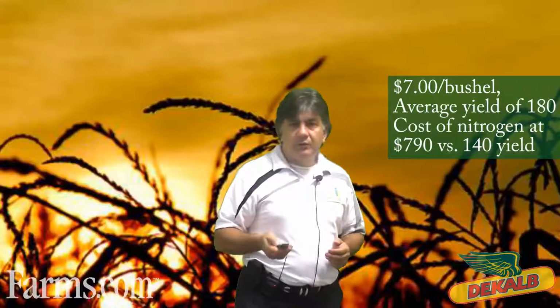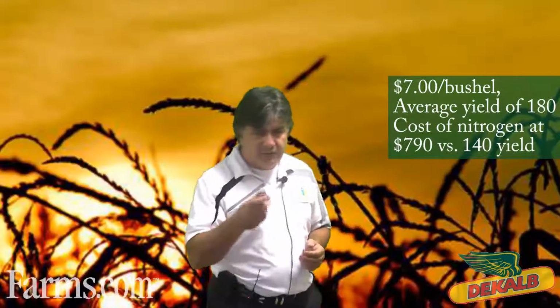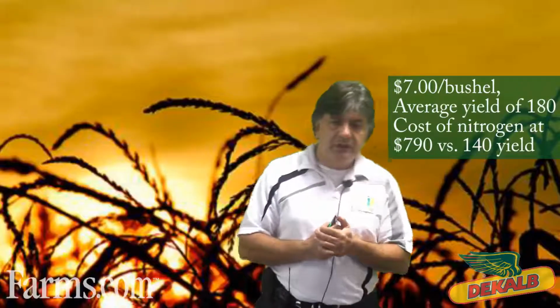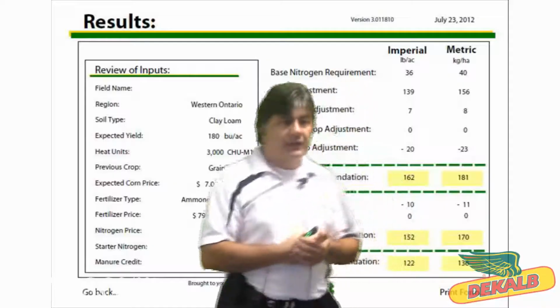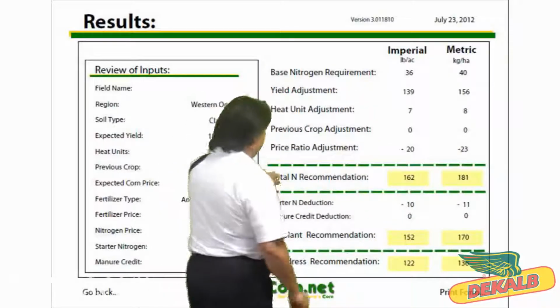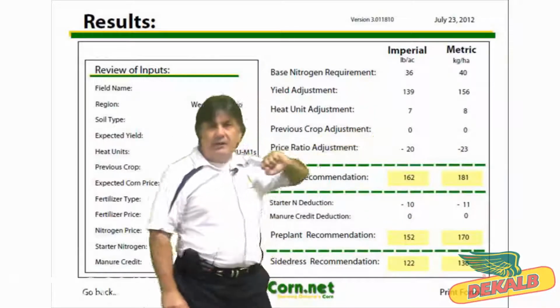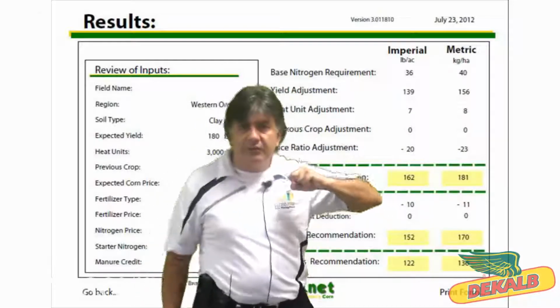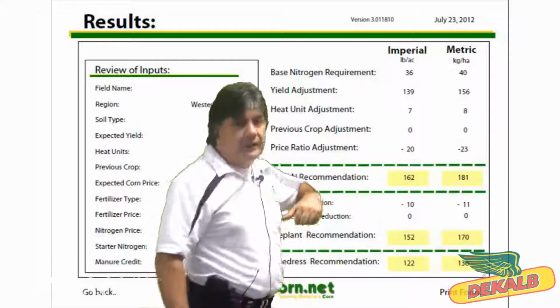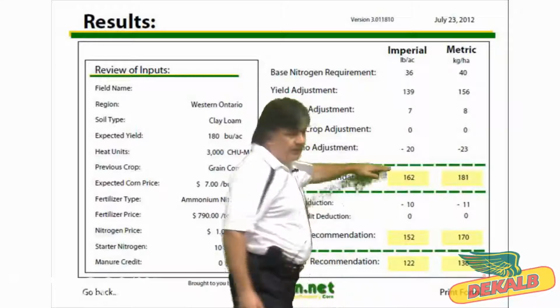Now, again, we're going to use our own corporate farm known as Port Dover Farms. And in this example, we're going to use $7 corn, $790 for nitrogen and a yield of 180. And you can see from the example here that it makes a recommendation as to how much nitrogen you should be using on your own farm. And then there's also a side dress recommendation.